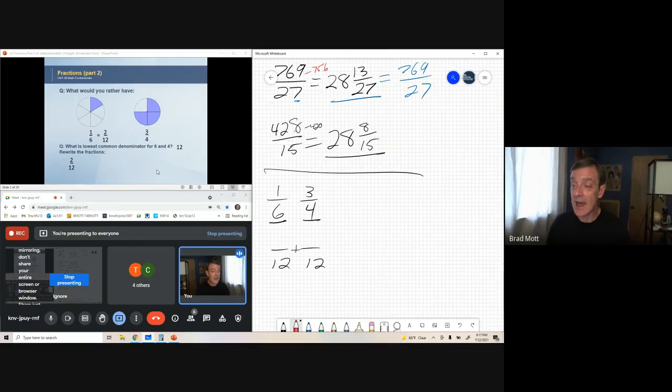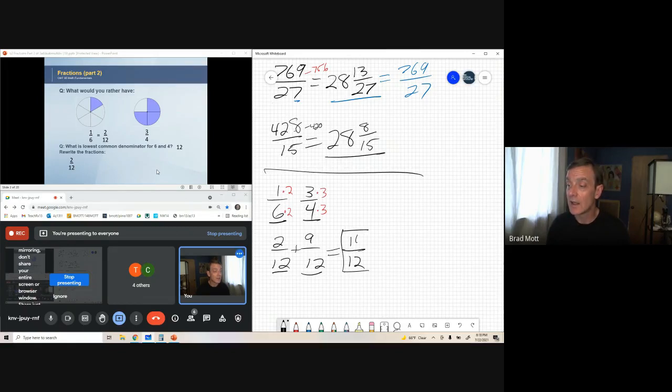Since you needed to add, multiply 6 times 2 to get 12 and 4 times 3 to get 12, you'll need to multiply 1 times 2 and 3 times 3 as well. Otherwise, you'll be changing the fraction, obviously. So 1 times 2 is 2. 3 times 3 is 9. Now you have a lowest common denominator. So as long as your denominator is the same, just add the numerators and come up with 11/12.